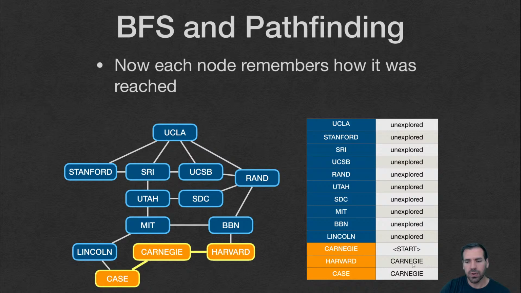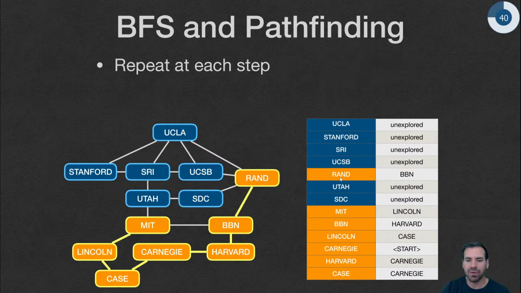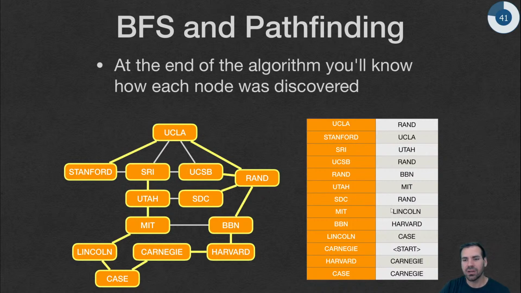So we're going to remember, which we're almost at the end, by the way, I'm not going to go through the whole thing tediously like I did with the last run. So each node is going to remember which node explored it. So Harvard was explored by Carnegie. So Carnegie is the one that explored it. Do that for every single node. Rand was found by BBN, etc. for every single node throughout the run of Breadth First Search.